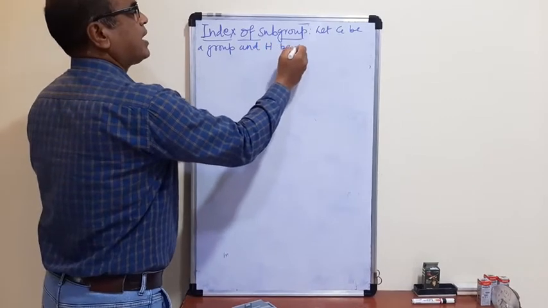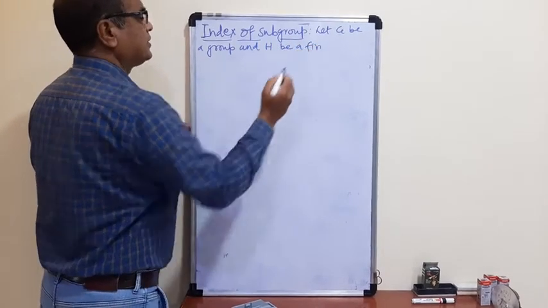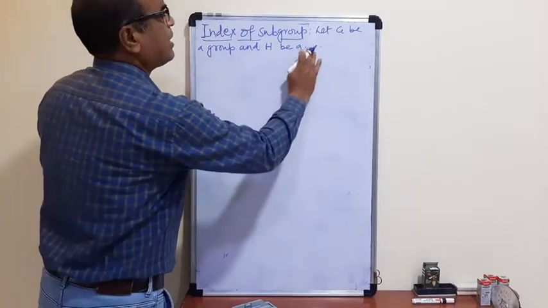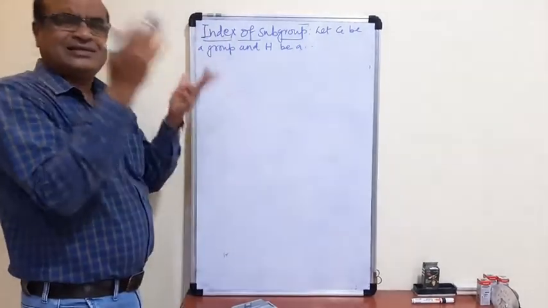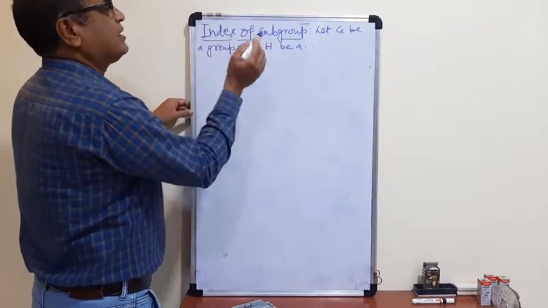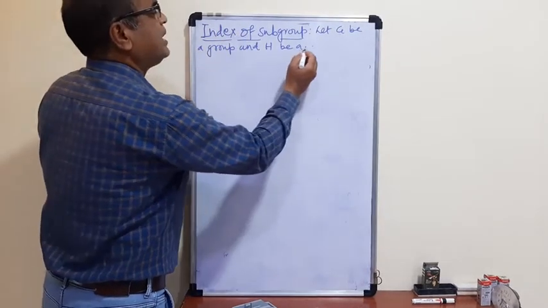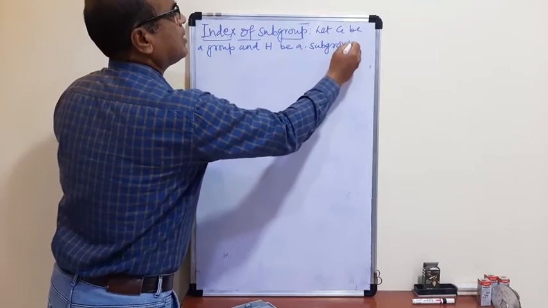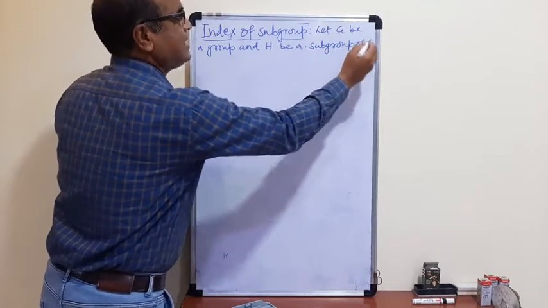Let H be a finite subgroup, not necessarily simple. If G is finite, then H must be finite. So let G be a group and H be a subgroup of G.